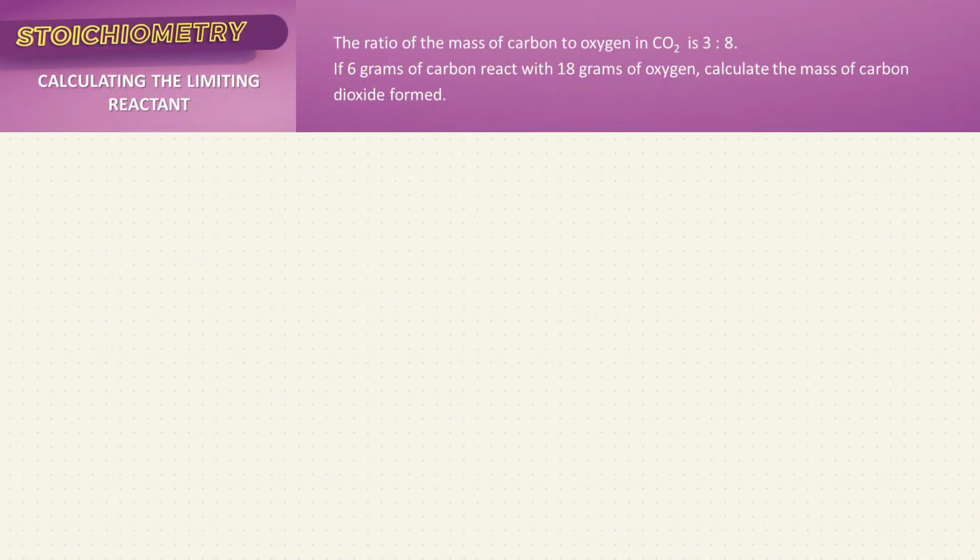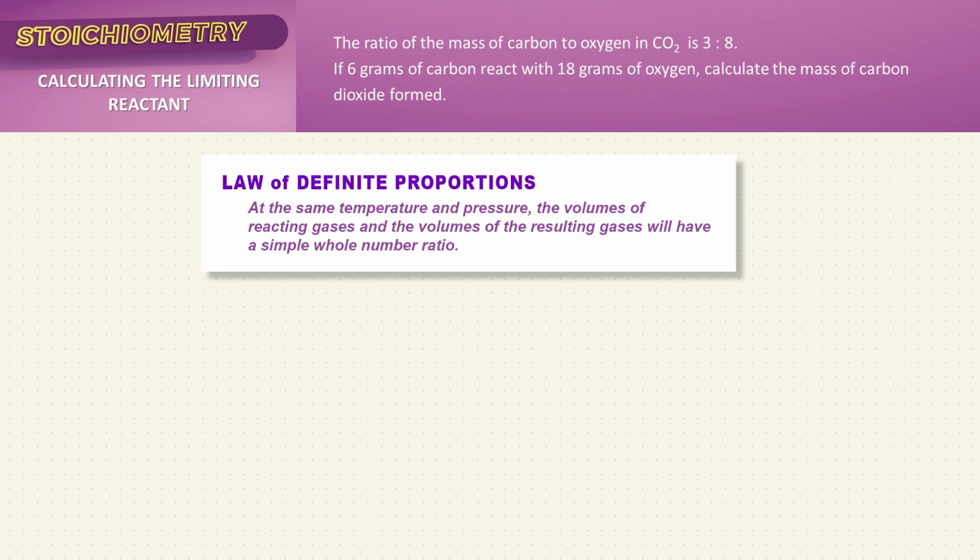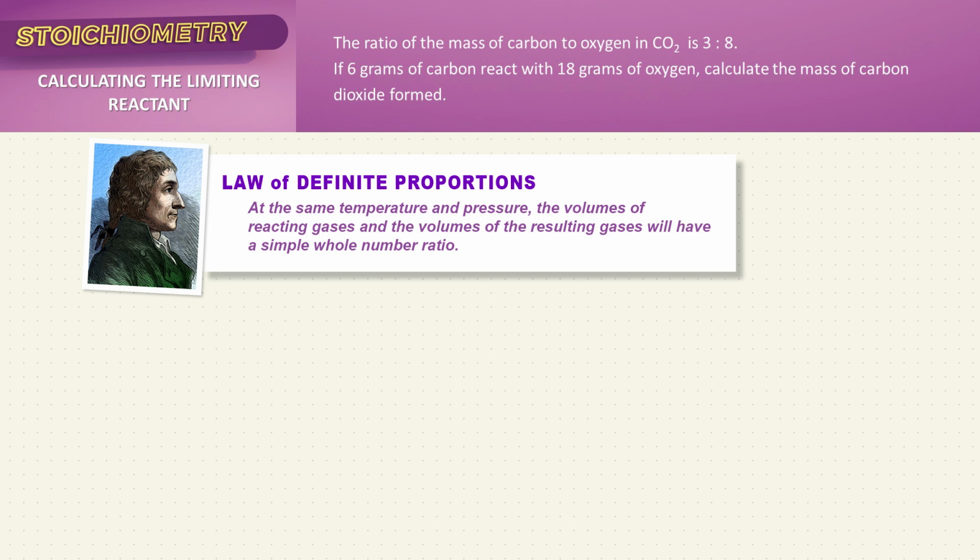To solve this problem, we need to recall the law of definite proportions. According to this law, the masses of elements that react to form a compound will always be in a fixed composition. This principle is known as Proust's law, named after Joseph Louis Proust, who first proposed it. It serves as a fundamental basis for stoichiometry and chemical reactions.